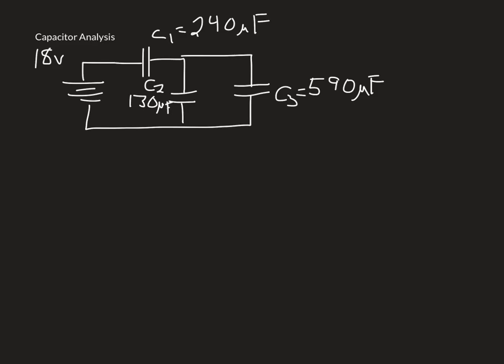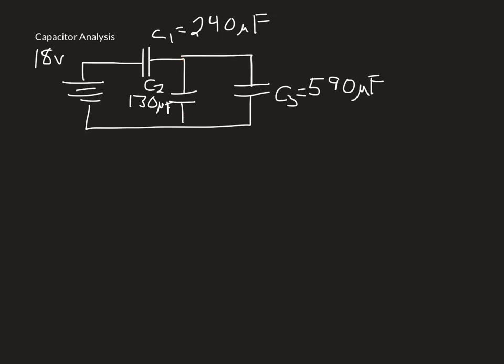This video is an example of analyzing a circuit that's a network of capacitors. So I've gone ahead and drawn my circuit here. There's a battery with an EMF of 18 volts. Up at the top here is capacitor C1. It has a capacitance of 240 microfarads.